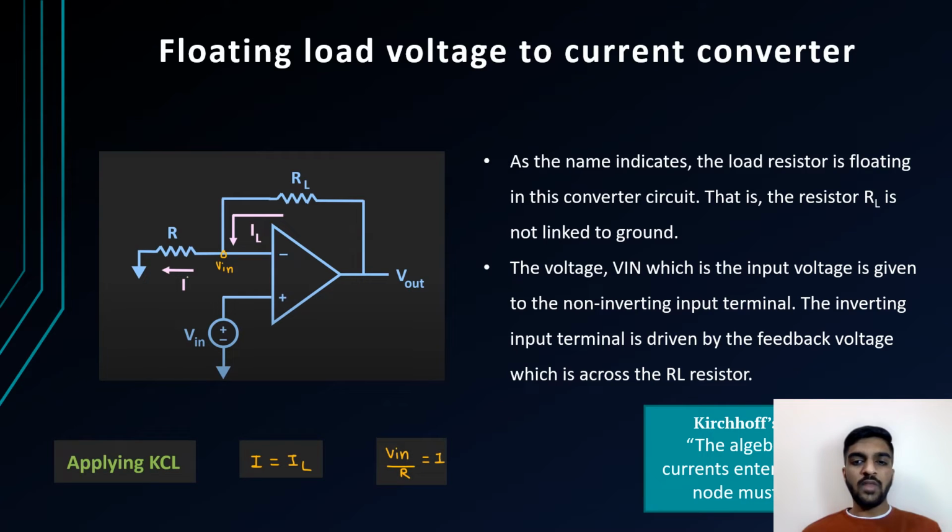From Ohm's law, we know that current is equal to voltage by resistance. Therefore, Vin by R is equal to I. Next, we know that I is equal to IL. Therefore, IL is equal to Vin by R.